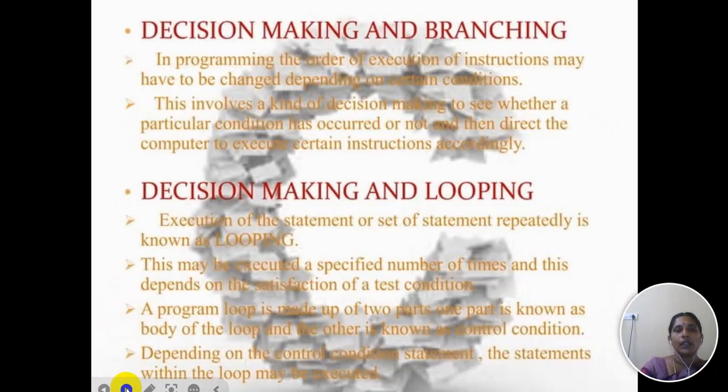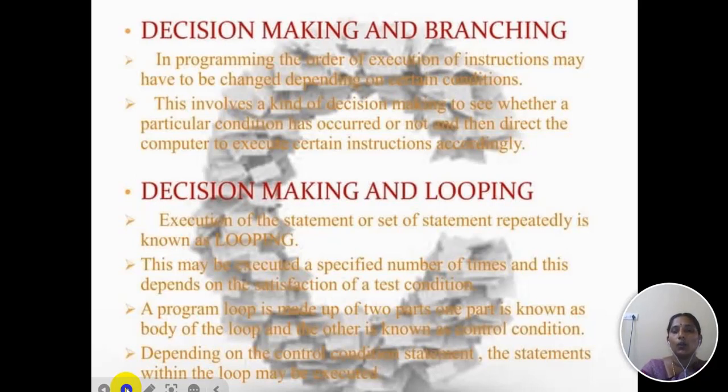Decision making and branching means that in a programming language, the order of executing some of the instructions may have to be changed depending upon certain conditions or certain expressions. This involves a kind of decision making to see whether a particular condition has occurred or not. If it has occurred, then direct the computer to execute certain instructions according to the condition being true.